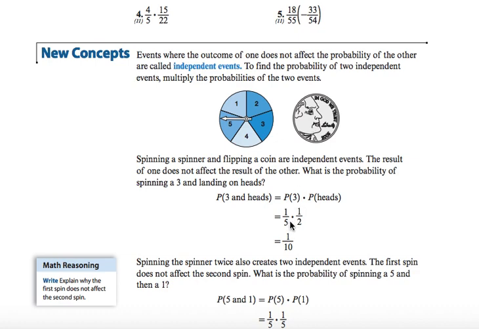So you have those 2 independent probabilities. To find those probabilities together, you're going to multiply those two things. 1/5 times 1/2. You multiply the denominators and the numerators. 1 times 1 is 1 in the numerator. 5 times 2 is 10 in the denominator. So you get the independent probability of those two independent events.